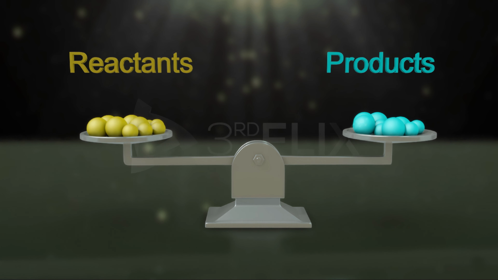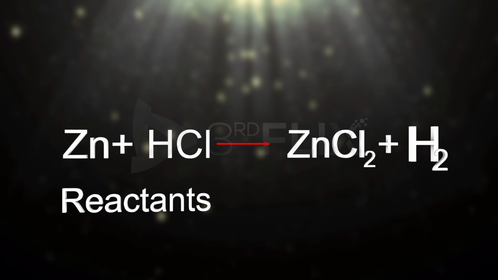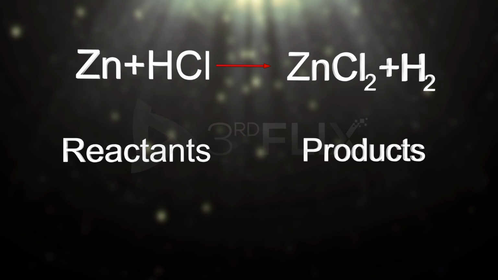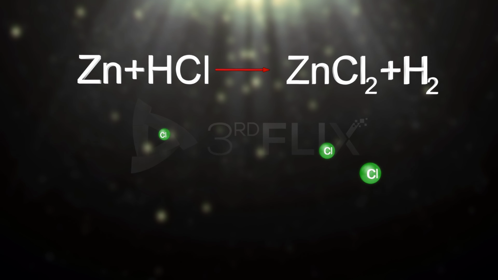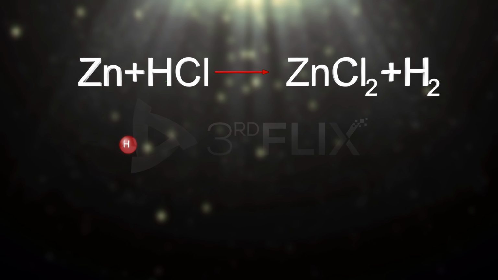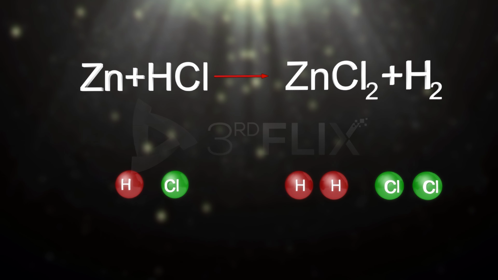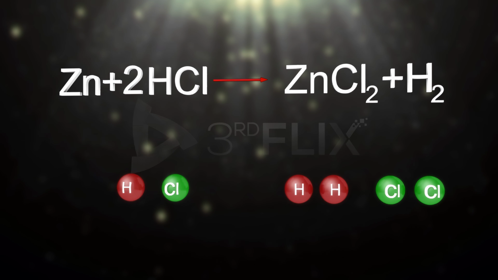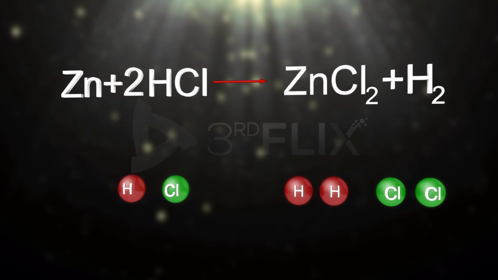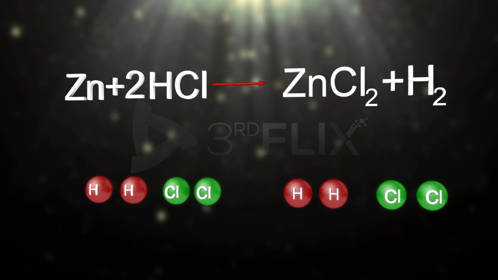Reactants, products. Zn plus HCl gives ZnCl2 plus H2. Observe the above equation, where the number of chlorine atoms on the left and right hand side is not equal. On the left hand side, there is one atom of both hydrogen and chlorine, but on the right hand side, there are 2 atoms each of hydrogen and chlorine. To balance these atoms, take 2 as a coefficient for HCl. Zn plus 2HCl gives ZnCl2 plus H2. Now, on both sides, all the atoms are balanced.